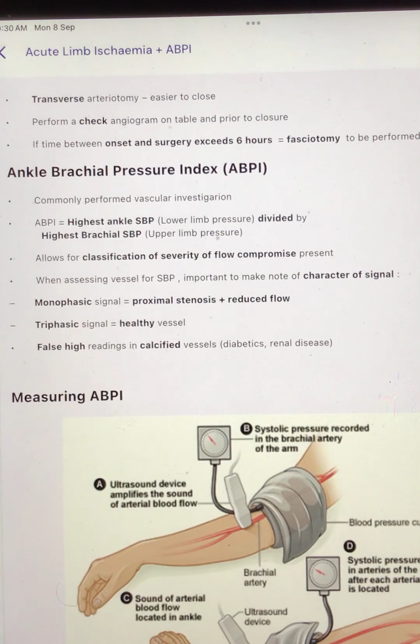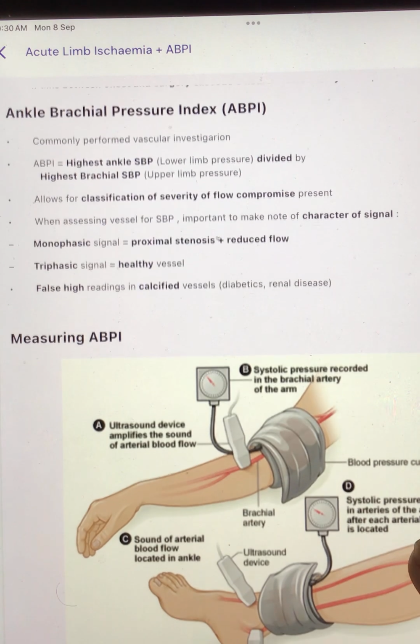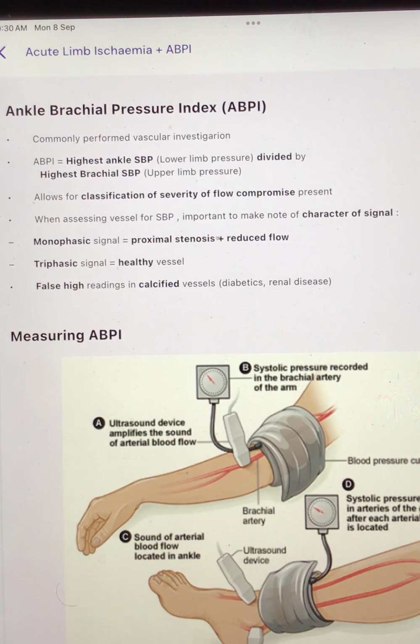What is the ankle brachial index? A commonly performed vascular investigation is the ankle brachial pressure index. ABI is the highest ankle, lower limb pressure divided by the highest brachial pressure. So ankle pressure is above and brachial pressure is below. It allows for classification of severity. Monophasic: what is that? Assessing the vessel.